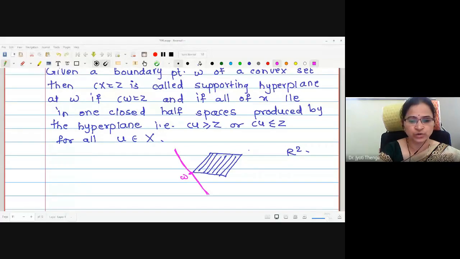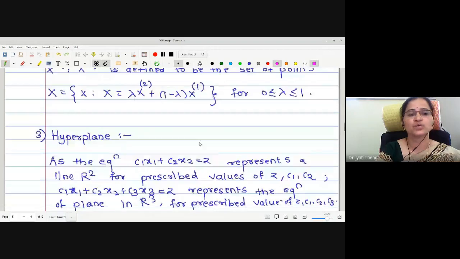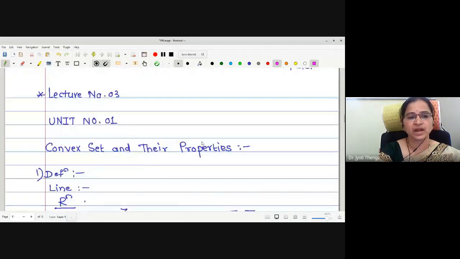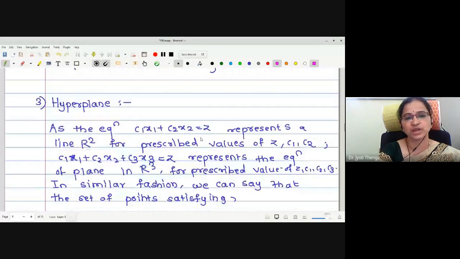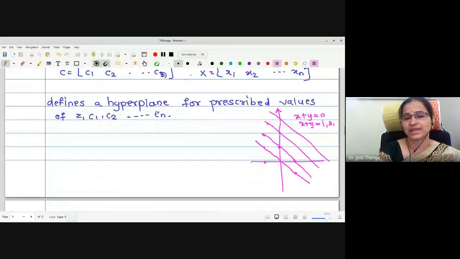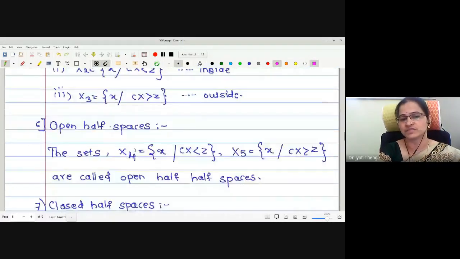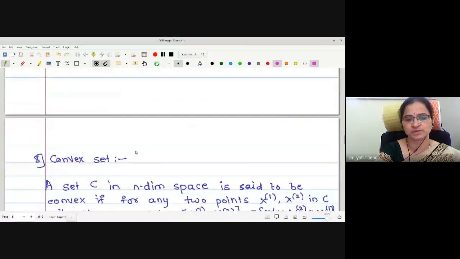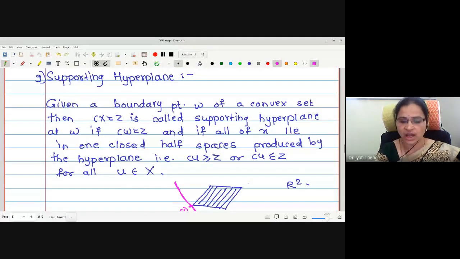In today's lecture, we have seen the definitions starting with the equation of a line, then how to draw the equation of a line in an ordinary space, then line segment, hyperplane. Therefore, one can consider a hyperplane as a generalization of a plane. Then optimal hyperplane, half spaces, closed half spaces, open half spaces, convex set, and the last one we have seen is supporting hyperplane. If you have any difficulty up to this, you can ask me. There are a few theorems and examples that we will take in the next lecture.